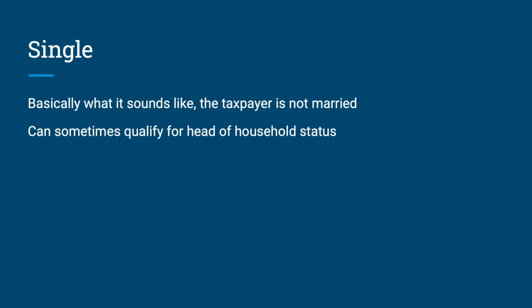And so now we're going to go through what each of the 5 filing statuses are. First here is single, and it is basically what it sounds like. The taxpayer is not married, and it's a pretty simple, straightforward filing status. But an important thing to be on the lookout for is that someone who thinks they should file under single can sometimes qualify for head of household status. That is something we'll talk about more in a little bit, but be on the lookout for the potential for them to qualify as head of household.